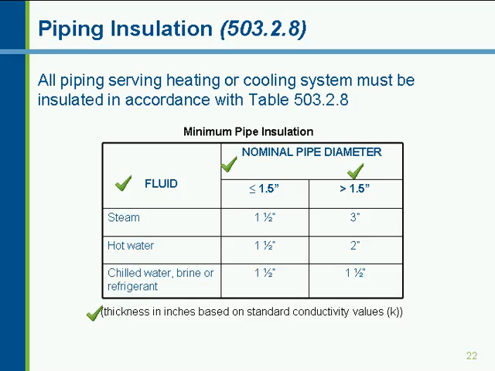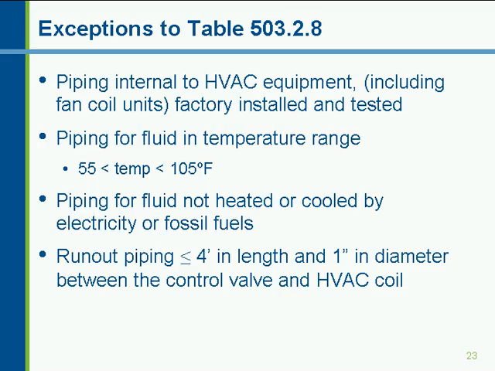non-standard pipe insulation, you can still do that, but you've got to do a calculation to determine the thickness of insulation that is required. And there's some information provided in section 503.2.8 that gives more direction on that calculation. There are a number of exceptions to the piping insulation table. Piping that's integral to HVAC equipment, including package units, fan coil units, that's factory installed and tested, does not need to be insulated to the levels in the table.